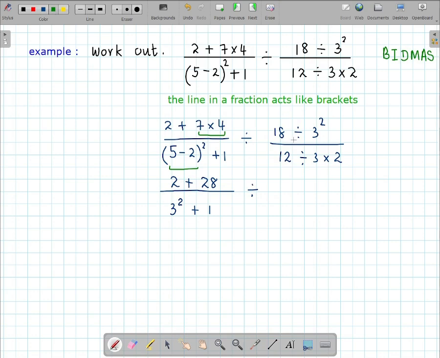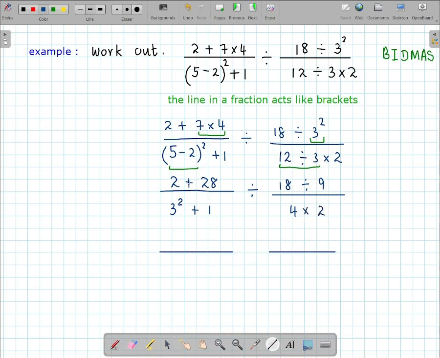Then we go to the other fraction's numerator. It is 18 divided by 3 to the power 2. So we have indices. That first, 18 divided by 3 to the power 2, that is 9. In the denominator we have division and multiplication, so we have to start from left. So 12 divided by 3, that is 4 times 2.